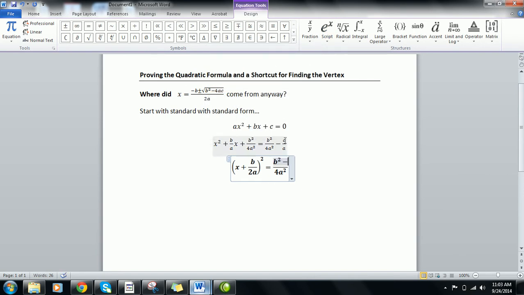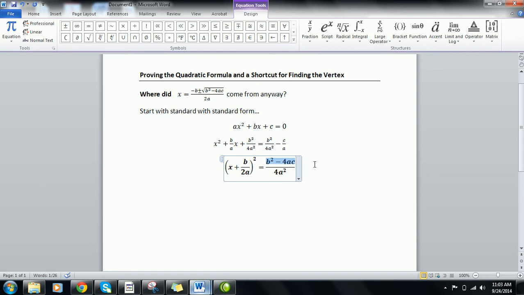Minus, and then the c is, in order to get c over a into something over 4a squared, I multiply by 4a over 4a. So 4a times c is 4ac. Okay, there's your discriminant, actually. Up the top, not the bottom. There we go.